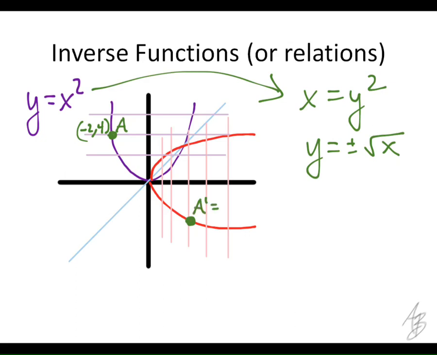Not because it's a derivative, but because it's a reflection of that point. So usually we use that prime to represent a new version of that point. And that would be at 4, -2. And how'd you get that, Ethan? Yeah, just switch the x and the y.